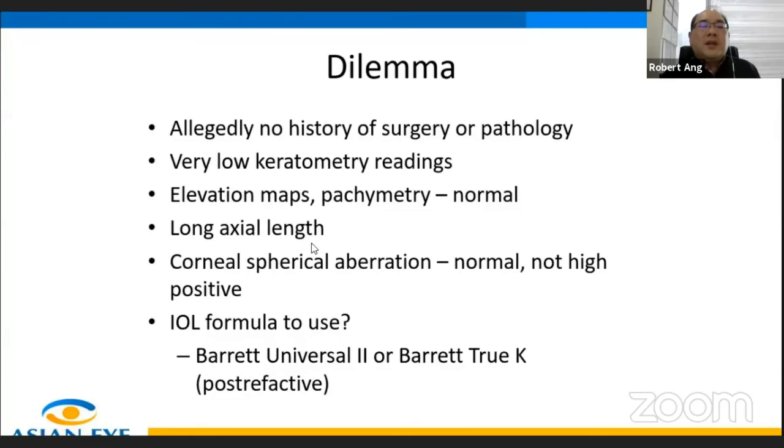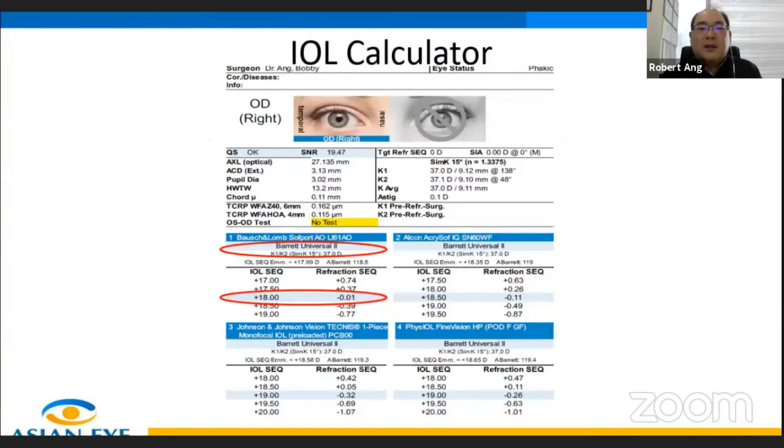If the patient was really a myope before, it would explain why the keratometry readings are now flat, because he underwent previous refractive surgery, but he denies any surgery. So now, what formula do I use? A Universal 2 or a true K assuming a myopic LASIK? So I trusted the patient. And because the corneal thickness is still thick, then probably he did not have any corneal procedure.